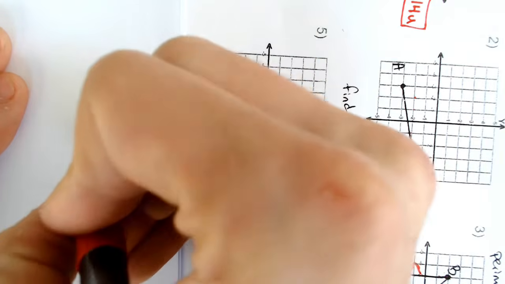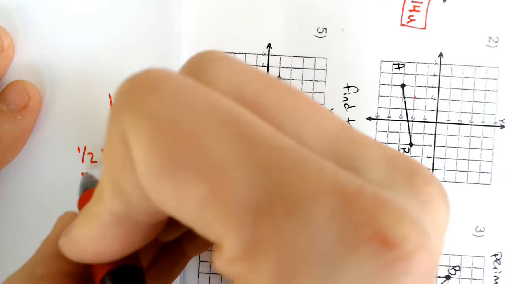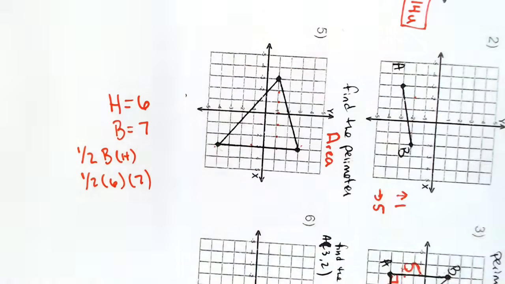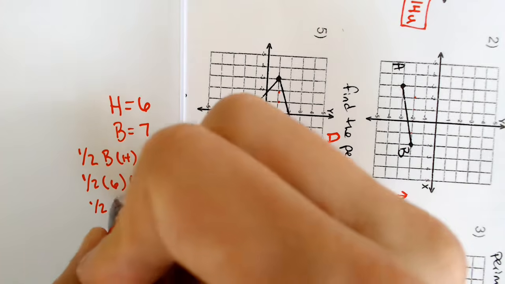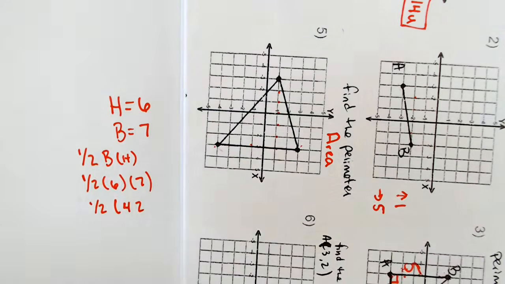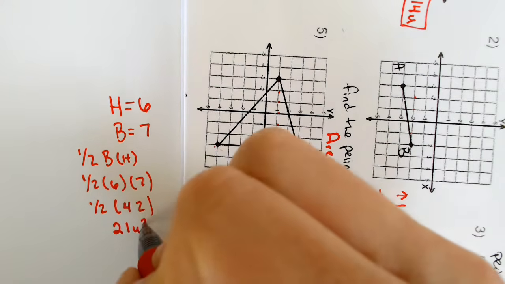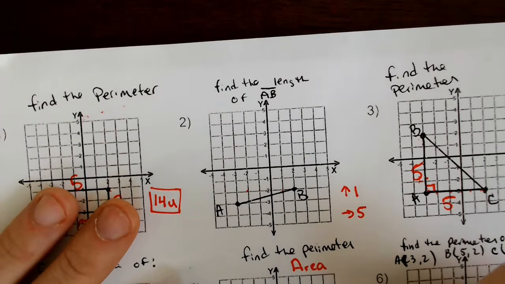We have to plug it into the 1/2 base times height formula. And again, it's way easier if you take 1/2 the base and the height and multiply those two first, because occasionally it just works out better that way. And in this case, it's no different. We get 1/2 of 42. Half of 42 is 42 divided by 2, which is 21 units squared. Okay? So that means that the area of this triangle is 21 units squared. That's the area.